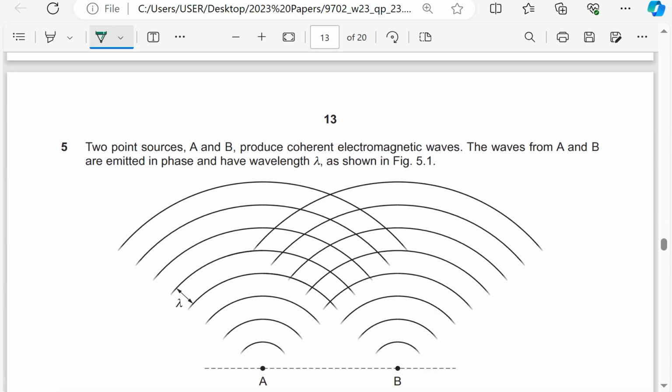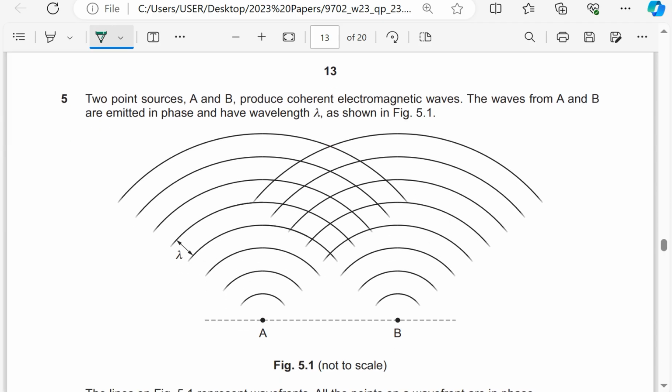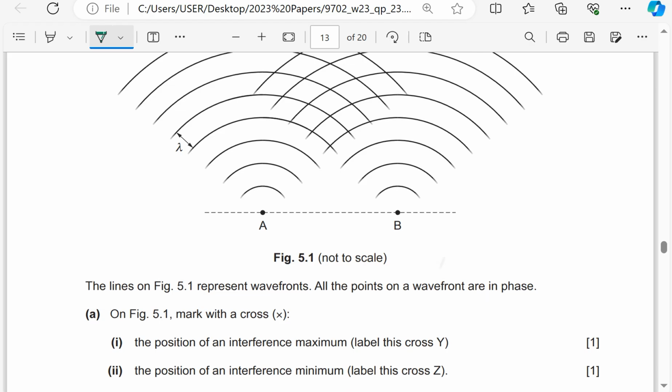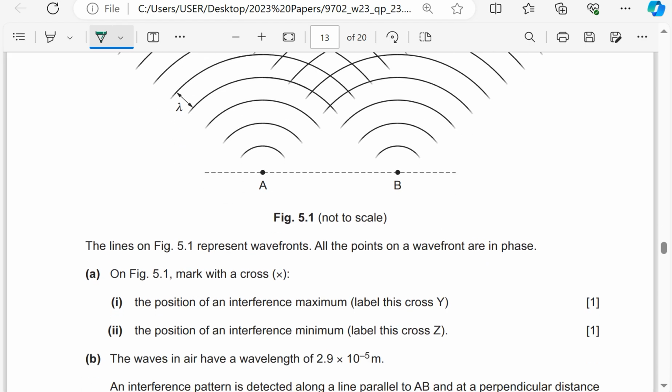Question number 5 is waves. Two point sources A and B produce coherent electromagnetic waves. The waves from A and B are emitted in phase, so that means the phase difference between the sources initially is 0. The lines on the figure represent wavefronts. All the points on a wavefront are in phase.